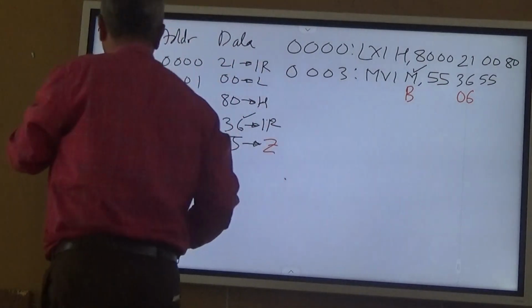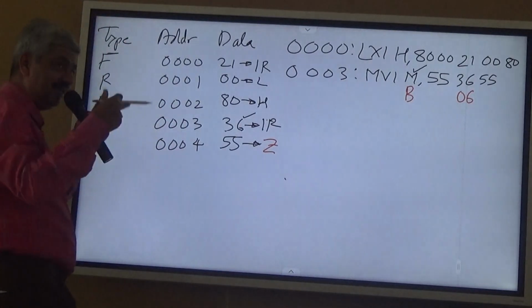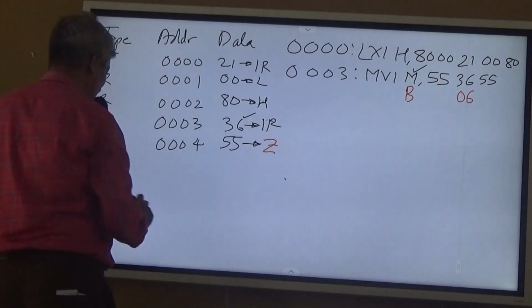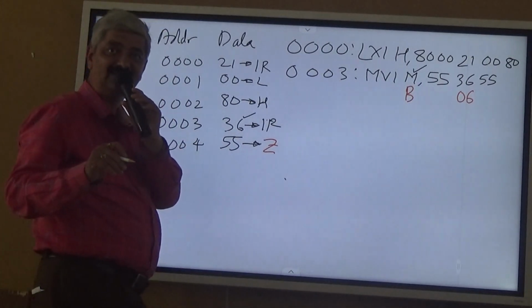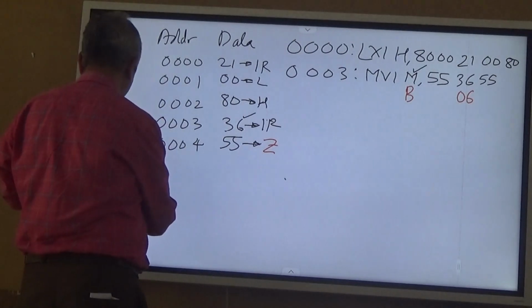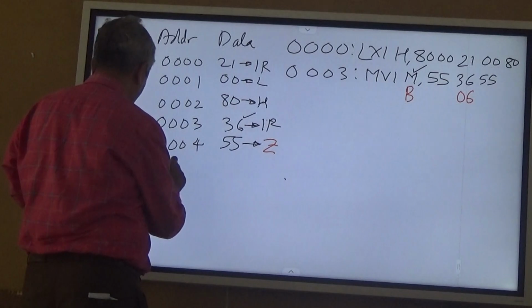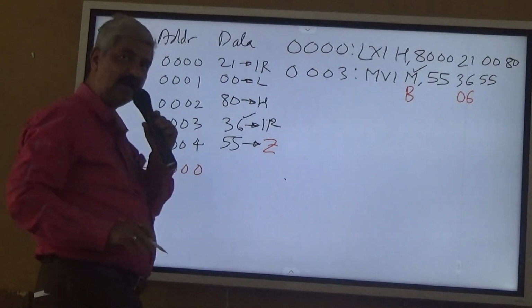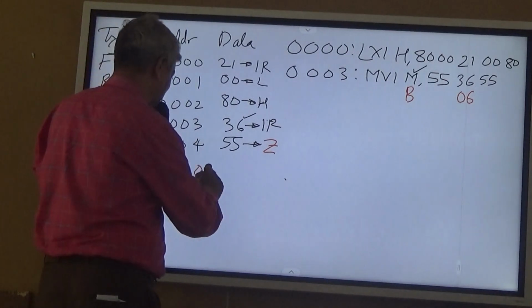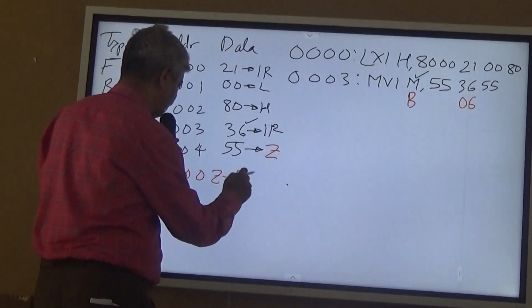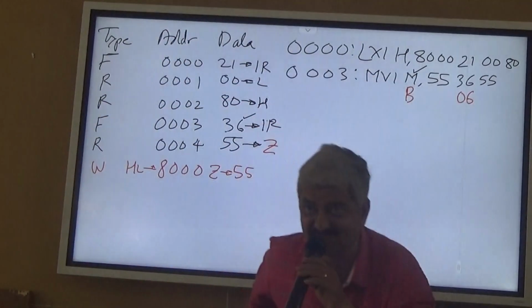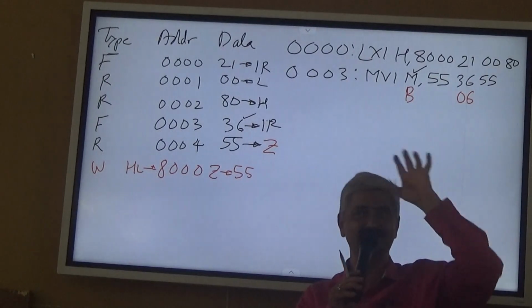Now what cycle would it be? Third cycle, write cycle. Who gives the address? HL pair. So HL is giving 8000, and who will give the data? Z will give the data, which is 55. So 55 will be getting stored in external memory. Is it right? Is it okay?